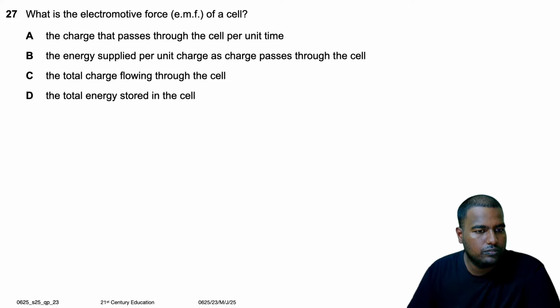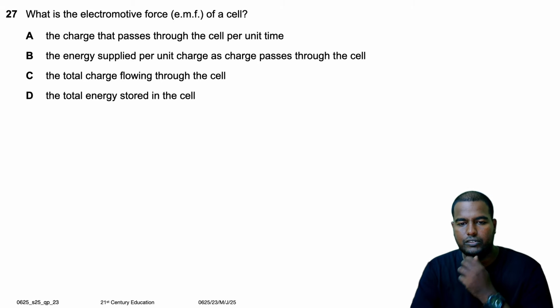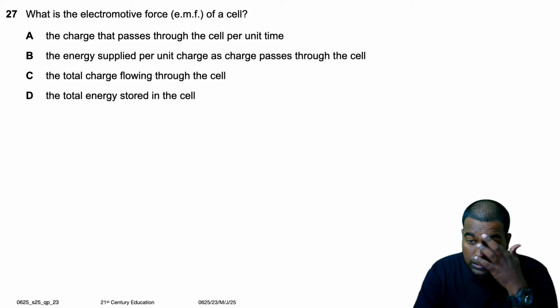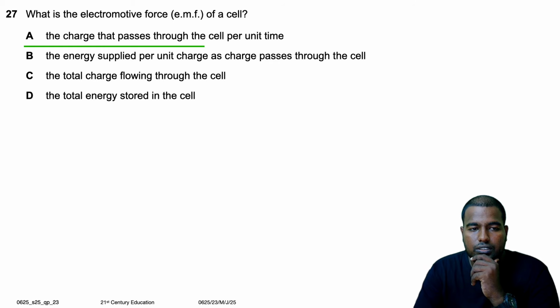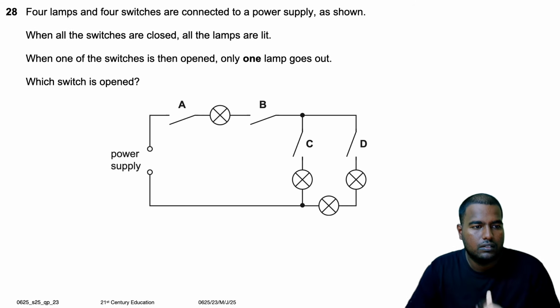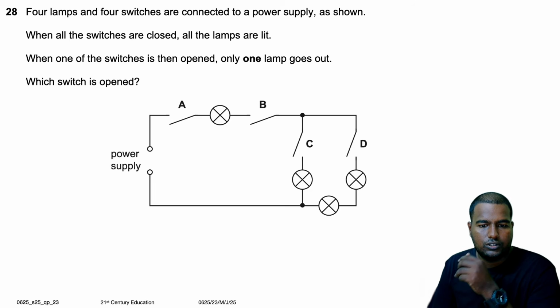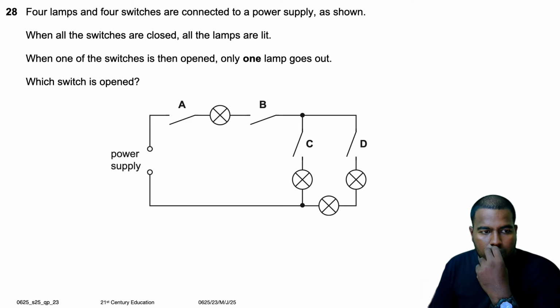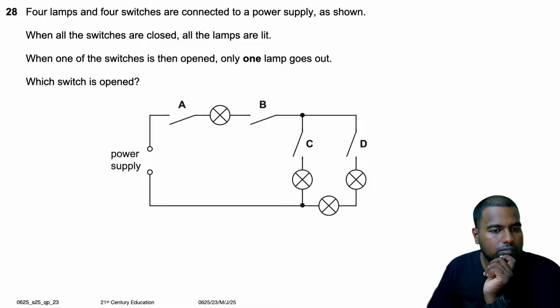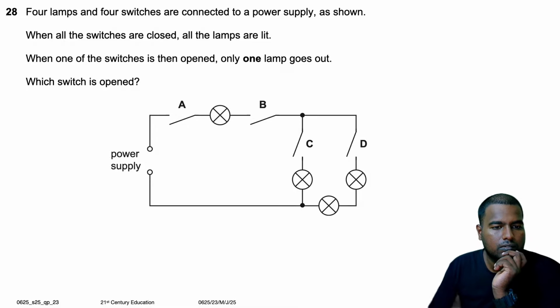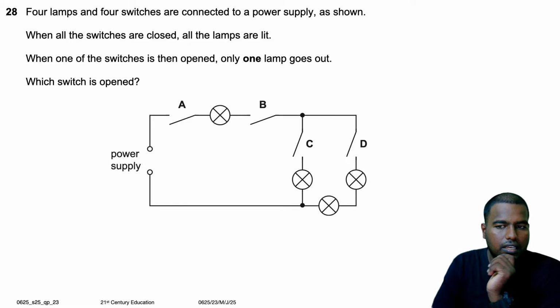What is the electromotive force of a cell? In the previous question only we used it: energy supplied per unit charge as charge passes through the cell. So that's the definition. 4 lamps and 4 switches are connected to a power supply as shown. When all the switches are closed, the lamps are lit. When one of the switches is then opened, only one lamp goes out. Which switch is open? We have switches A, B, C, and D.